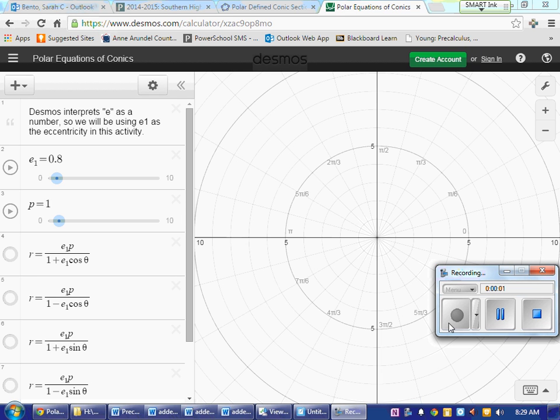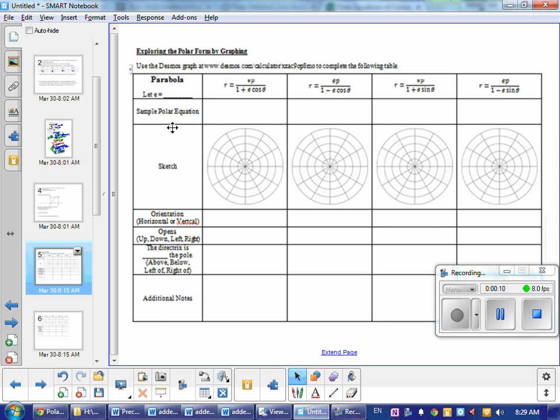Okay, so for your first graphic organizer, we're going to make a parabola. In the top left corner of your paper, it says, for parabola, let e equal what? Yes, the e has to equal 1. Maggie, can you write that down for us? So e has to equal 1 in order for us to have a parabola.